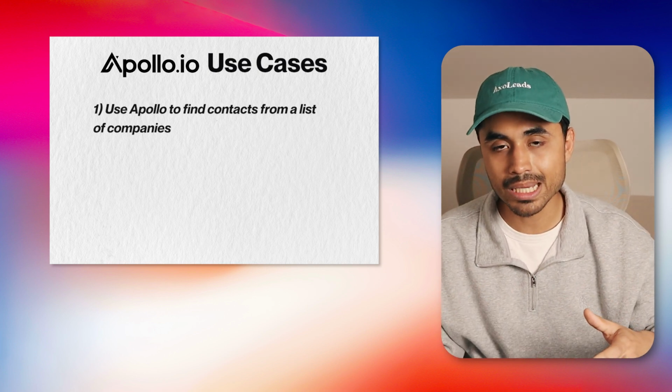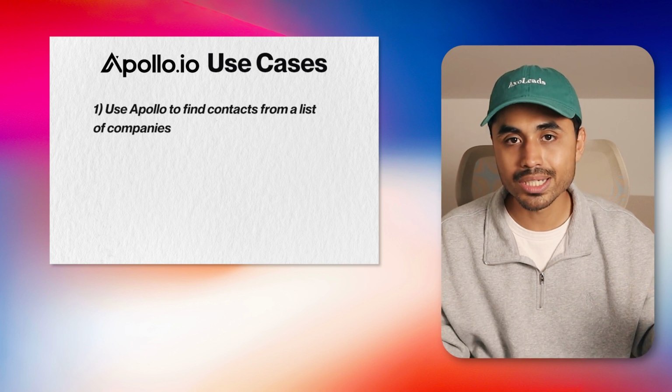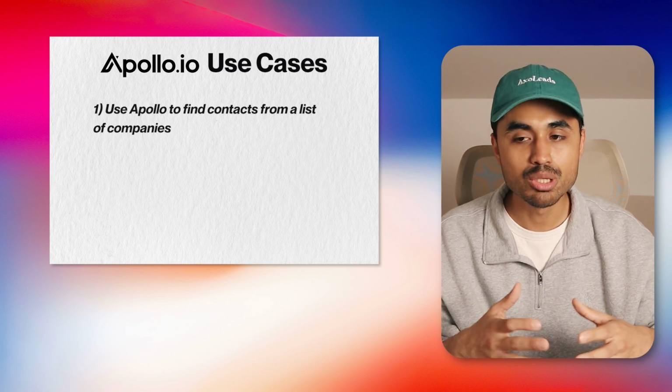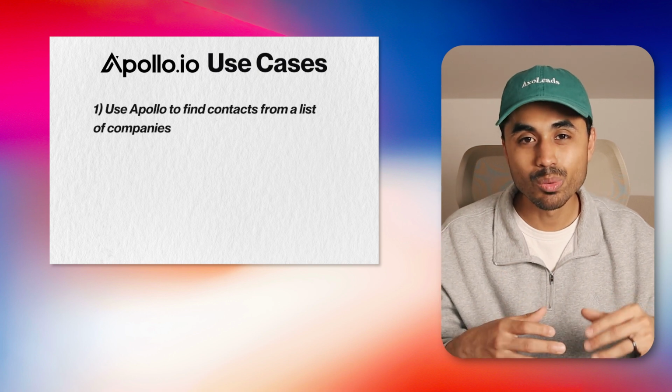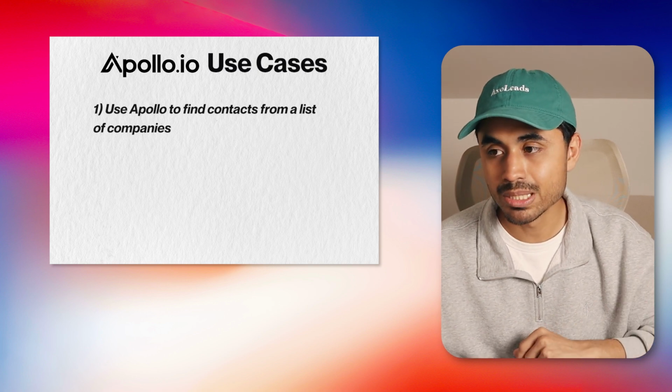So let's take, for example, Clutch. Clutch.co is a directory of a bunch of agencies. You might use it to find the types of marketing agencies that you want to reach out to. If you want to reach out to marketing agencies, that might be the best place to start.